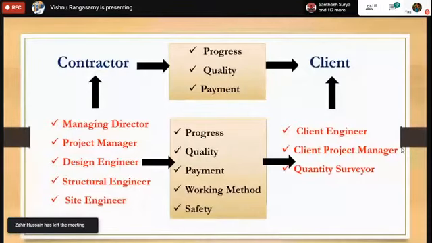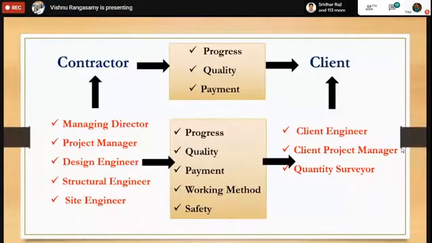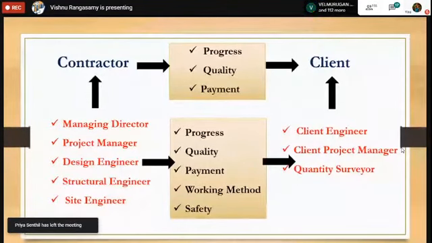The contractor and the client always look for project progress, quality, and payment. Their main motto is to balance these three points. Nowadays, the client also has an engineer called client engineer, client project manager, quantity surveyor, and quality surveyor. They look after whether the project is going correctly. Since they are investing a huge amount, they have a few professionals in engineering, so that the progress and the quality are going in a correct mode. They will check and report to their client on a day-to-day basis.